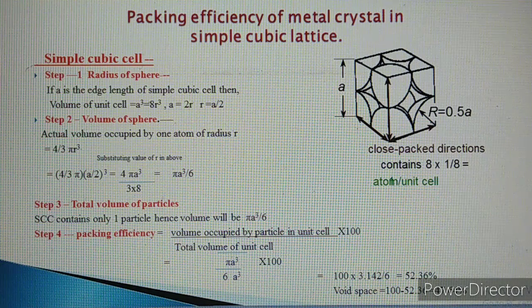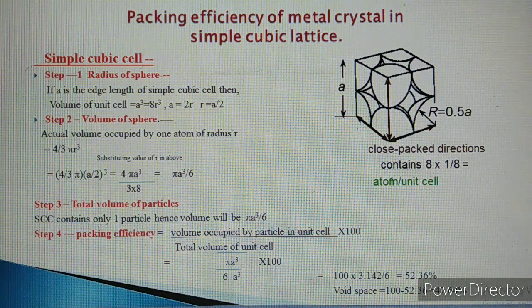So what is the packing efficiency? 52.36. And the void space, or empty space, or unoccupied space, will be 100 minus 52.36, which is equal to 47.64%. So in a simple cubic cell, 52.36% of the space is occupied, while the void space or empty volume is 47.64%. Generally an MCQ will be asked: what is the void space or packing efficiency in a simple cubic cell? Or explain the packing efficiency in a simple cubic lattice.